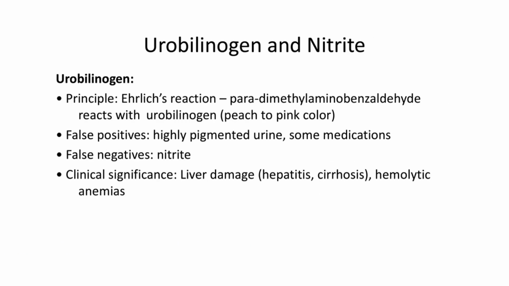Urobilinogen is detected using Ehrlich's reaction, where para-dimethylamino-benzaldehyde reacts with urobilinogen to produce a peach to pink color. False positives may result from highly pigmented urine or certain medications, while false negatives can occur due to nitrite. Clinically, increased urobilinogen is associated with liver damage such as hepatitis or cirrhosis, and with hemolytic anemias.